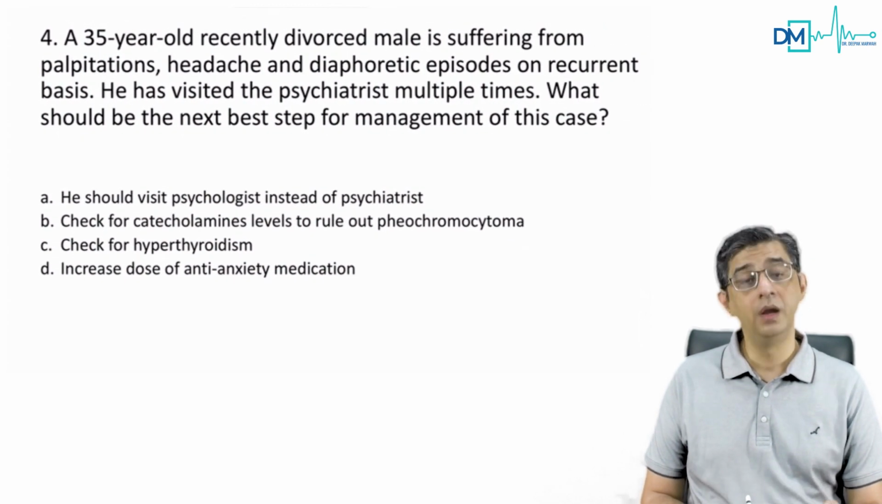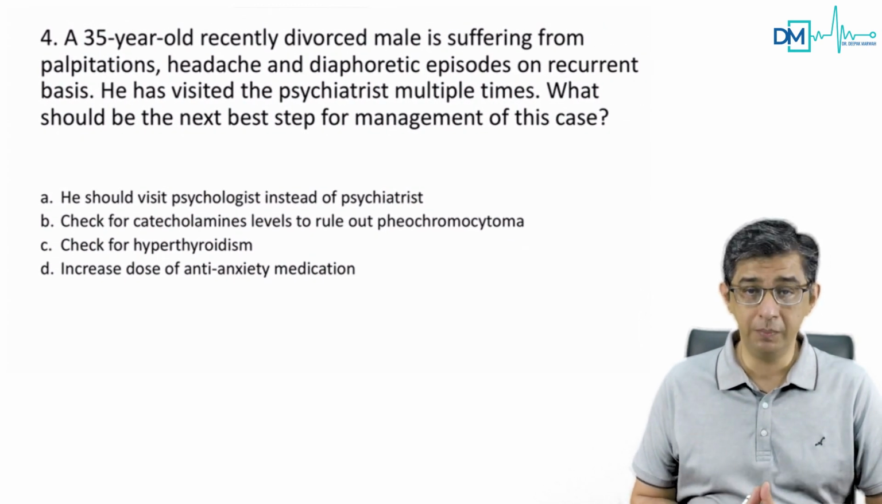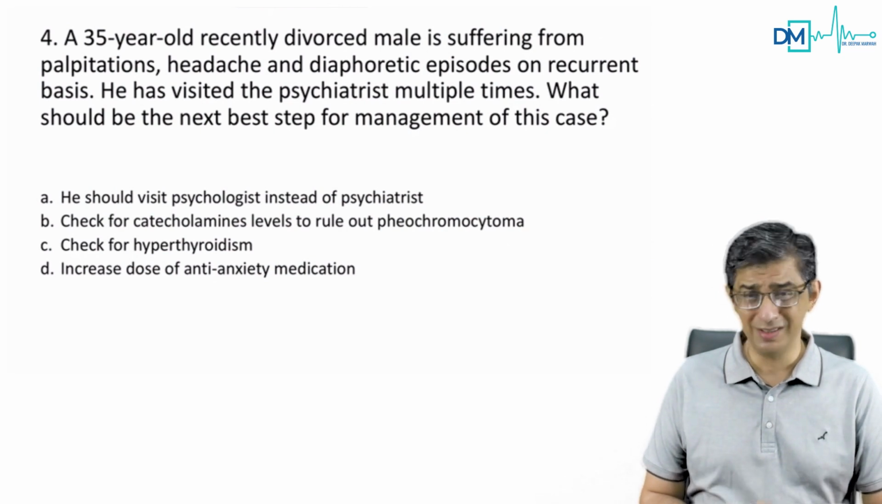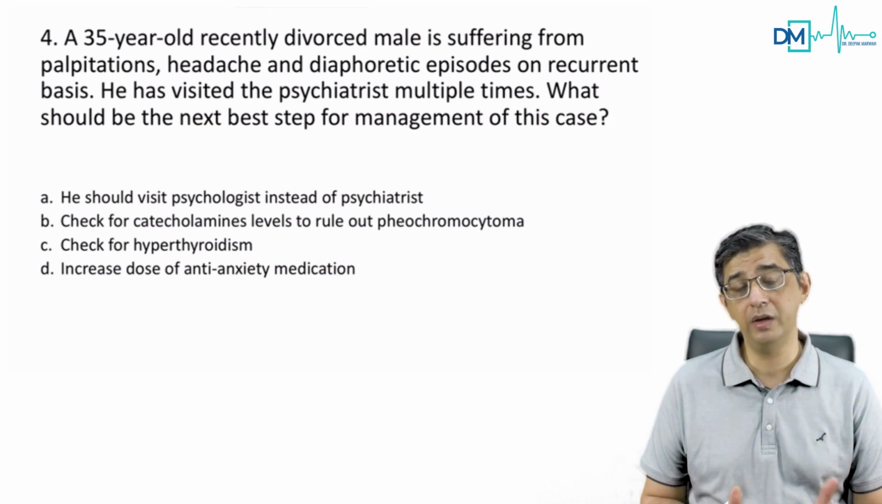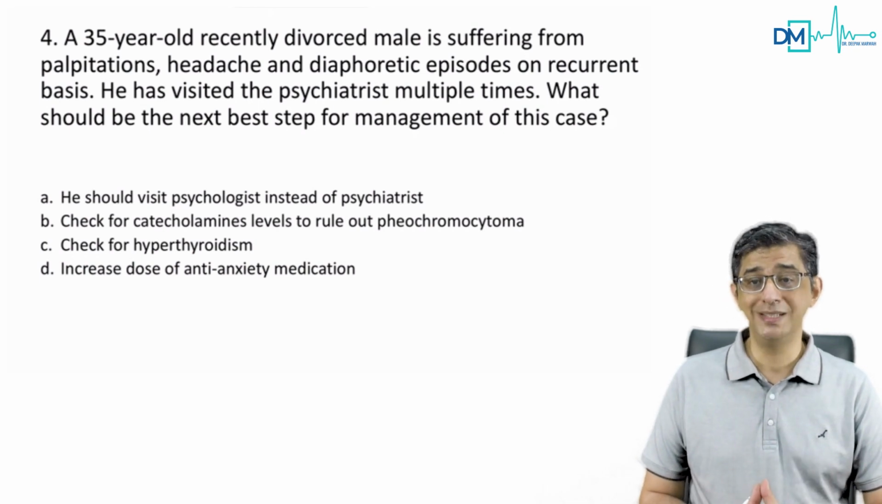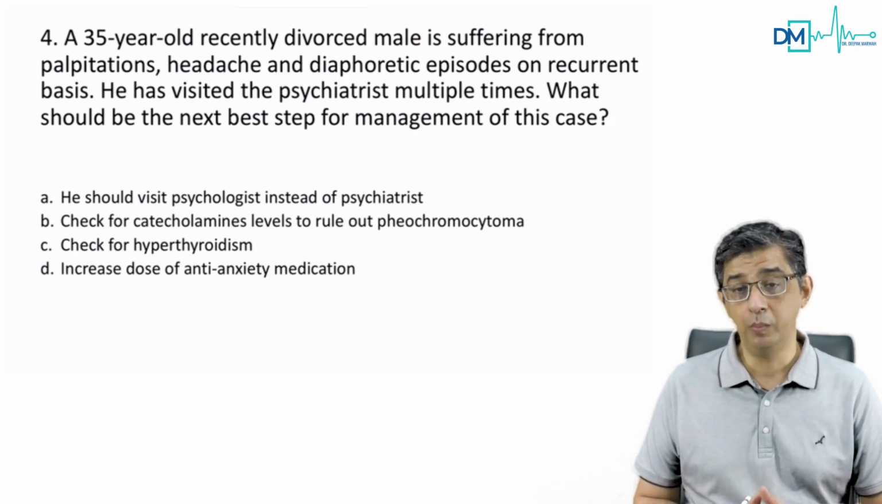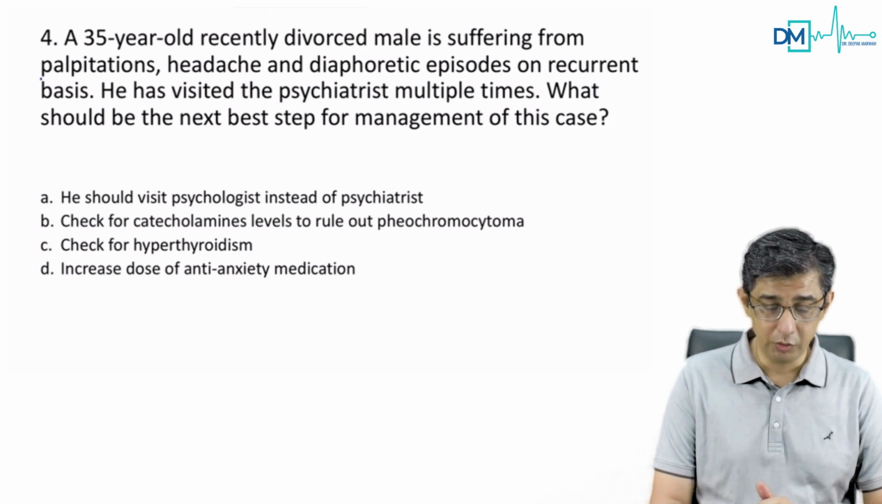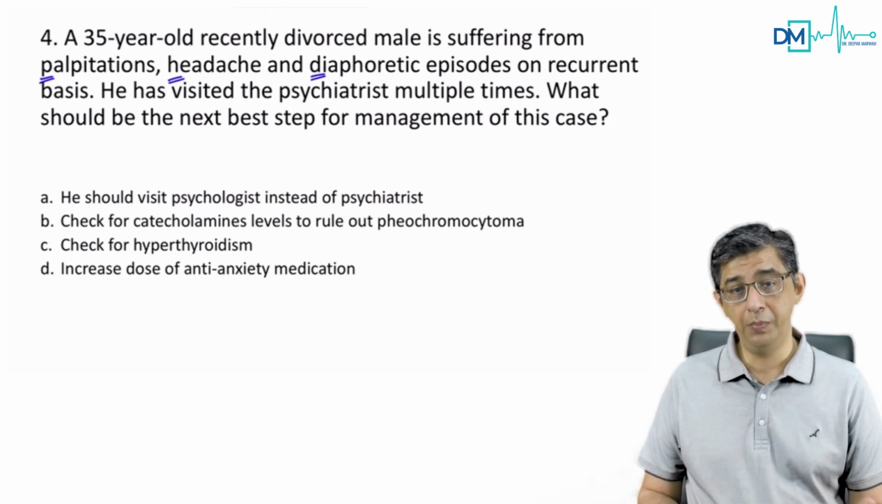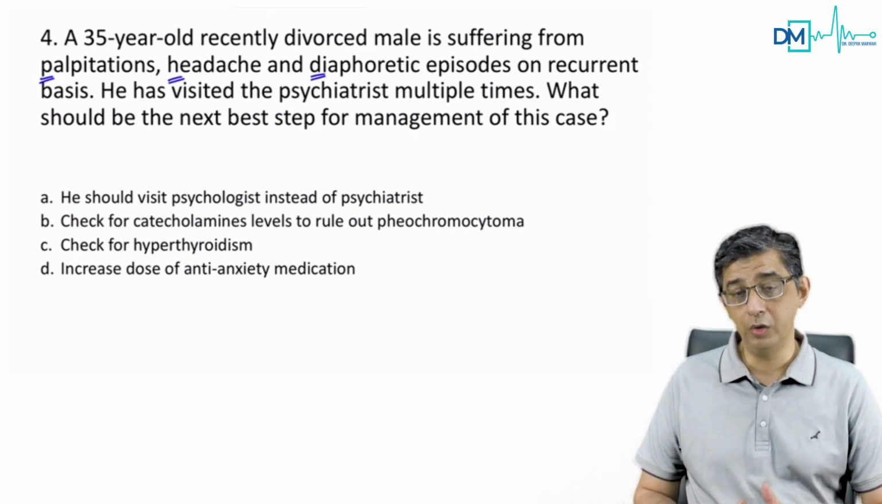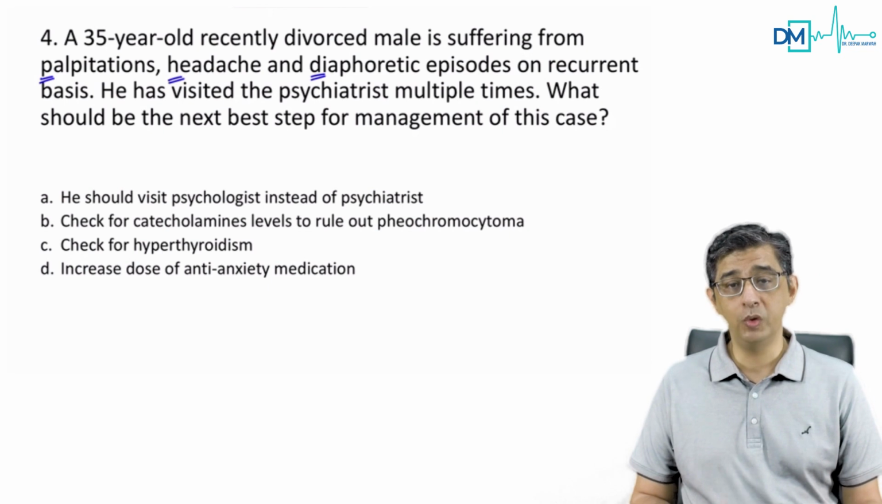Moving to the next question. This talked about a 35-year-old chap. He is recently divorced. There's a stress factor. He is suffering from palpitations, headache, and diaphoretic episodes on a recurrent basis. He has visited a psychiatrist multiple times. Now, the bottom line is you can pick up three things here, right? That's the mnemonic that I've discussed in the app. That is PHD: palpitations, headache, diaphoretic episodes. They point towards the possibility of a pheochromocytoma.